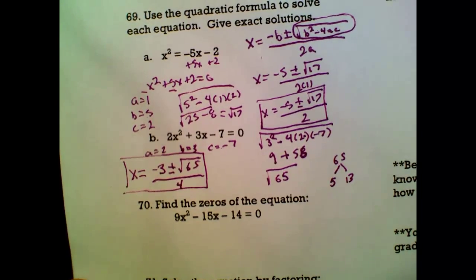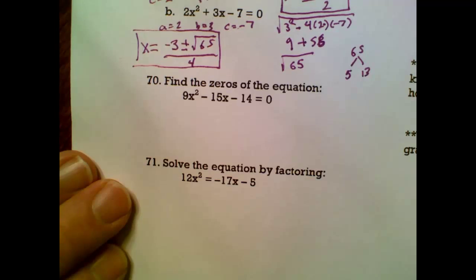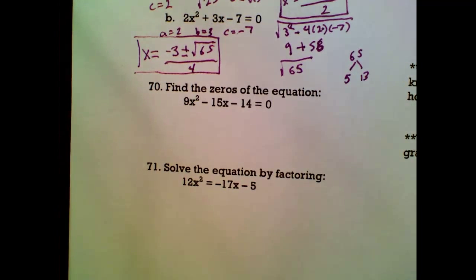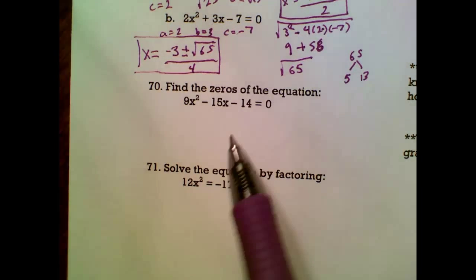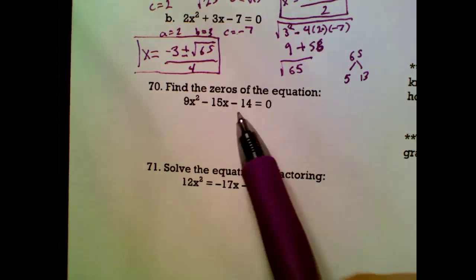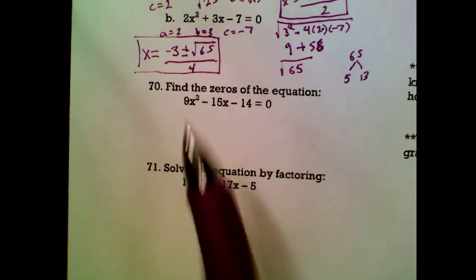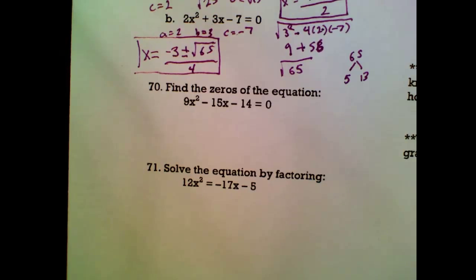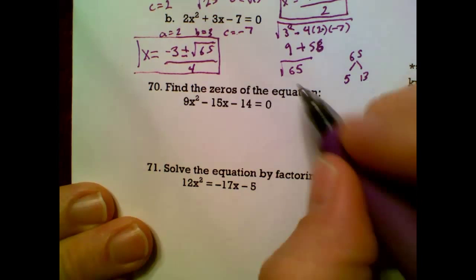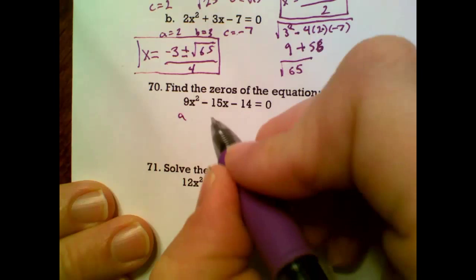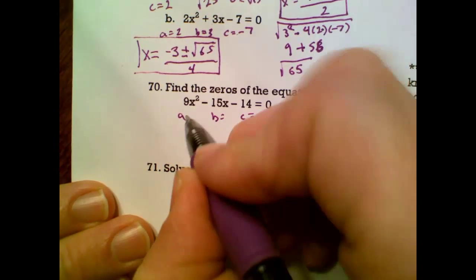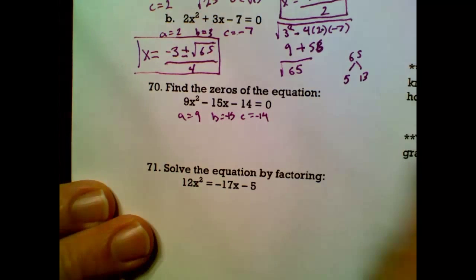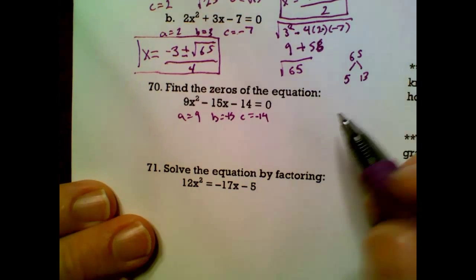Moving on to number 70. 70 says, find the zeros of the equation. Well, I look at this and I'm tempted to factor it, but I tell myself, there's maybe some weird stuff going on. Maybe I should, instead of doing the slide and factor, let's use the quadratic formula to factor this. So again, let's figure out my a, my b, my c, which is 9, -15, and -14. So let's start by finding my discriminant.